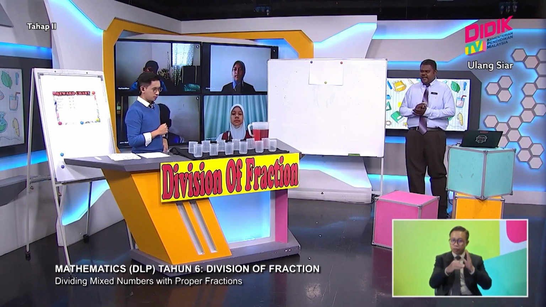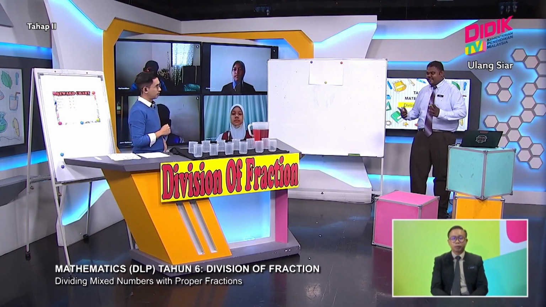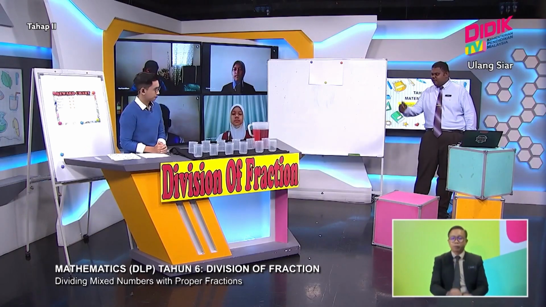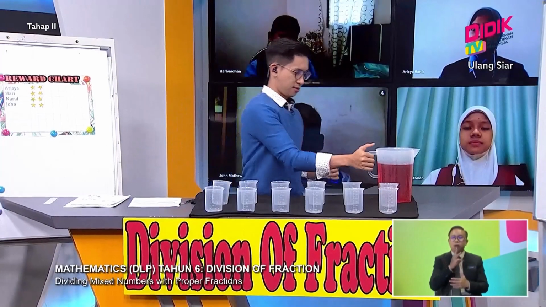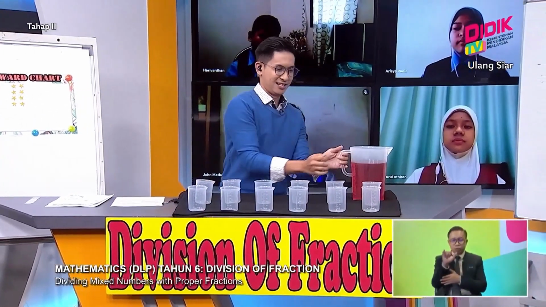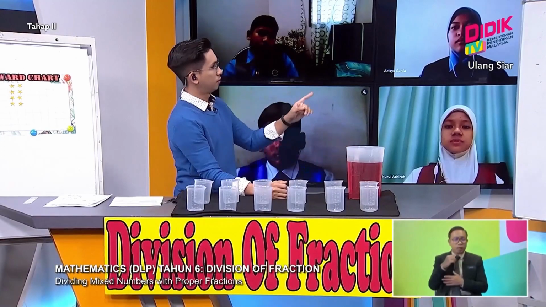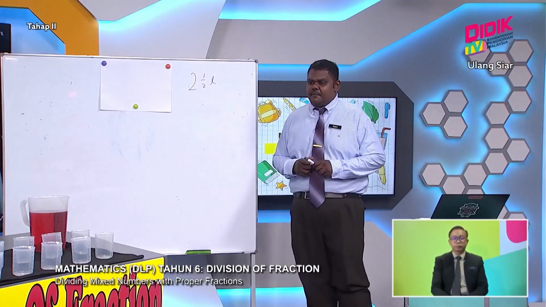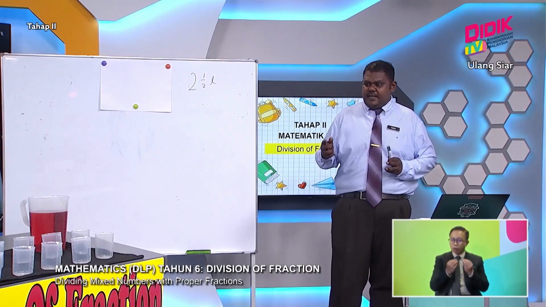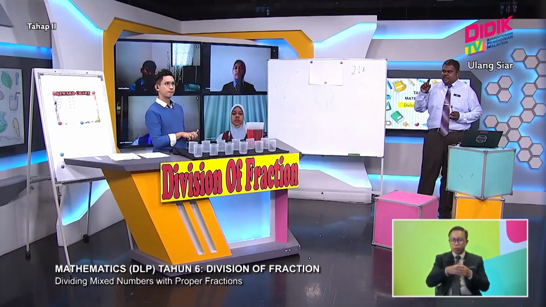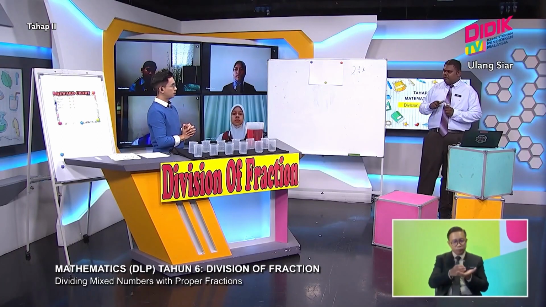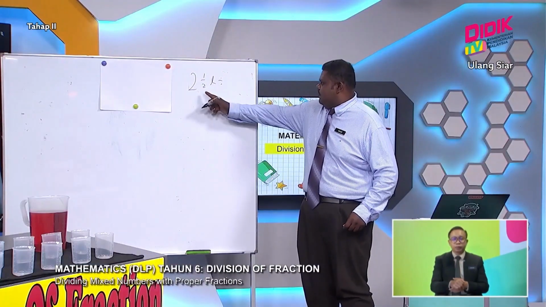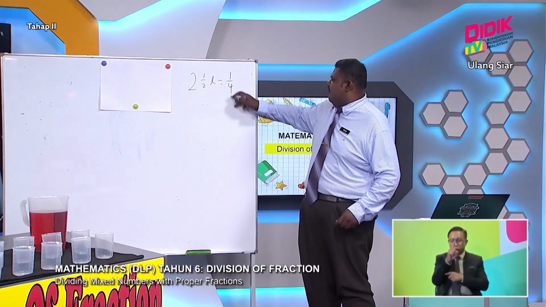Okay, let's say we start with a problem. We always start with a problem, a real life situation. Okay, we have one big jar of syrup there. The content of the syrup is 2 1/2 liters. And I want you to fill up the syrup into the small beakers. Each beaker is 1/4 liter. So I'm going to test you on how you're going to divide this into 1/4 liter.